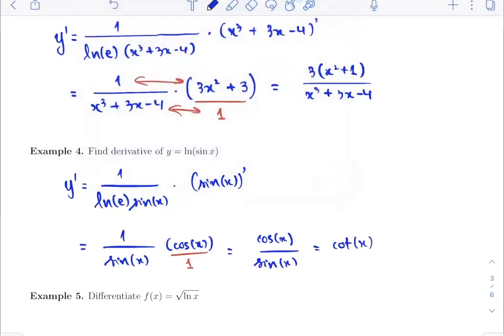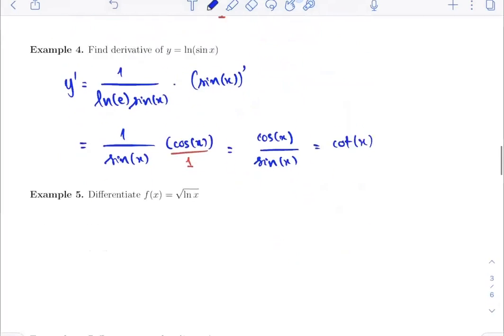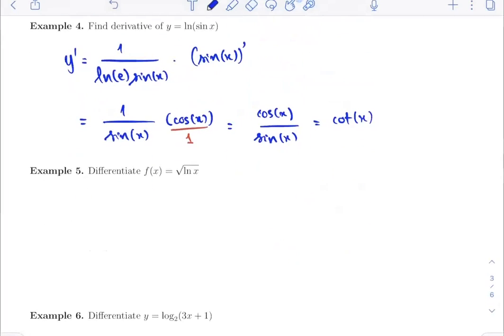Okay. Now let's move on to example 5. In this example, again, differentiate the function f of x equal to square root of ln of x. The difference between this problem and the previous examples is that in this problem, the inside function is the natural log function. How could I see that? If I rewrite square root of ln of x as ln of x to the power 1/2, you can see that ln of x is the inside part, and the outside part is the power function, power 1/2. So what we do is, again, apply the chain rule.